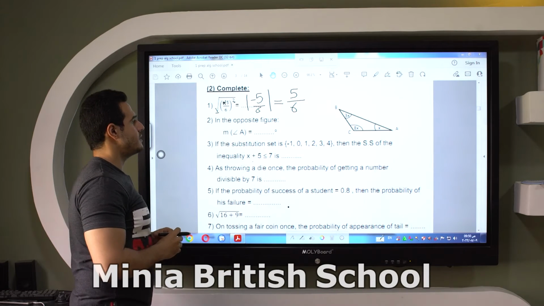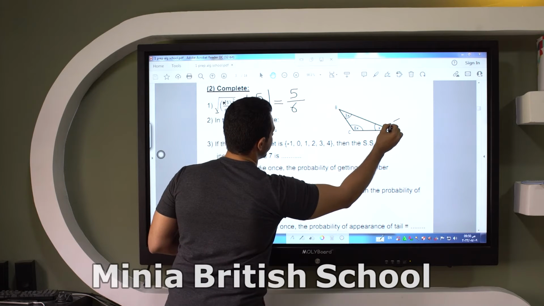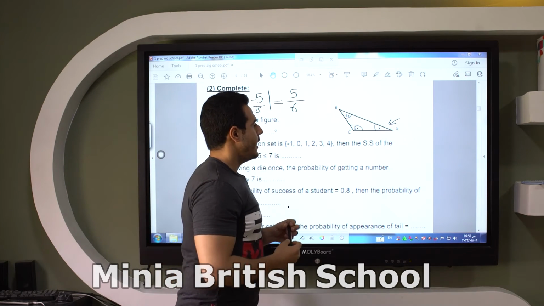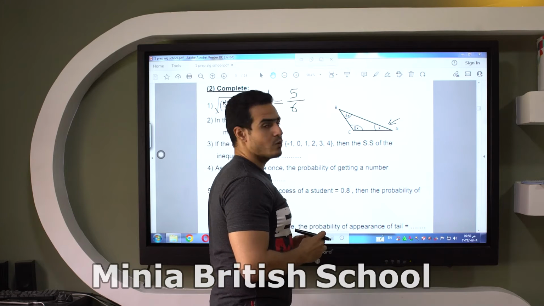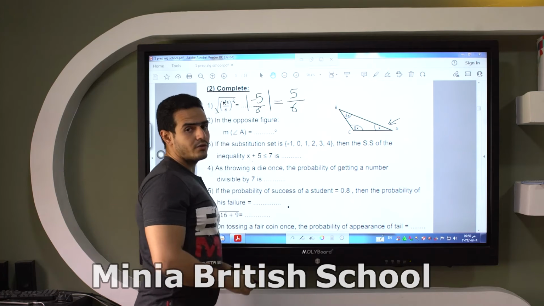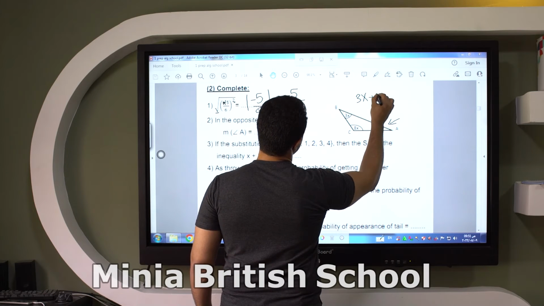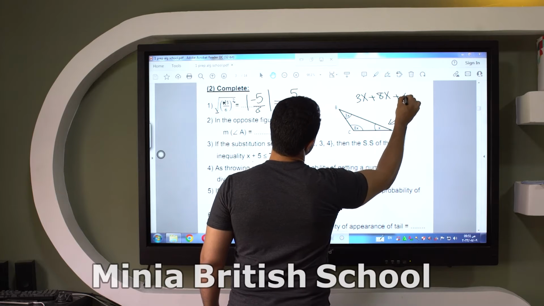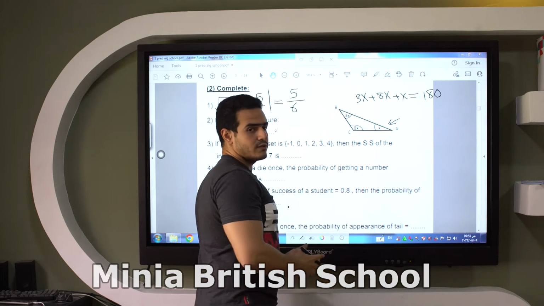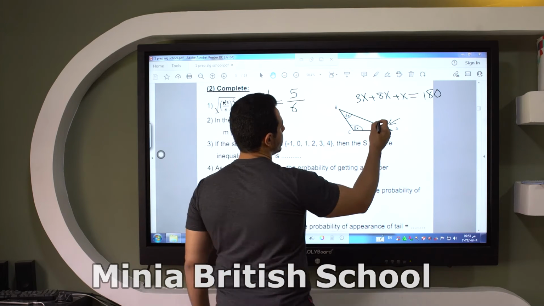Exercise 2. In the opposite figure, the measure of angle A equals what? We want to find the measure of angle A. At first, A equals x, C equals 8x, B equals 3x. And the sum of the three angles equals 180. So I can say that 3x plus 8x plus x equals 180. Now let's solve this equation. 3x plus 8x plus x equals 12x.